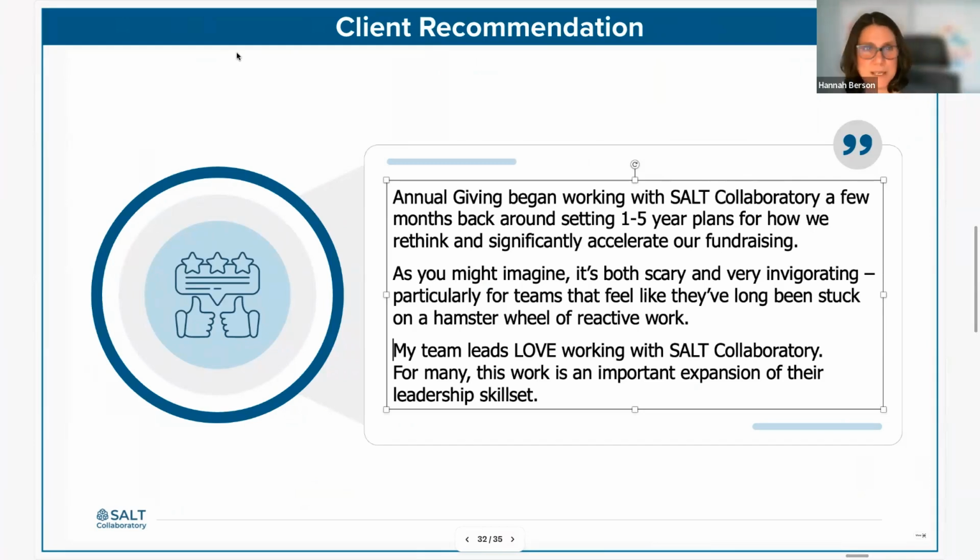My client copied me on a note to one of her colleagues. I think what she said is very important here. She said they started doing this a few months ago. They wanted to rethink and significantly accelerate their fundraising. As you might imagine, it's both scary and very invigorating. This is a relatively recently promoted person who's coming in with something very different with the support of her lead. She had a lot of courage to do it. She and the team have found it very invigorating, particularly for the teams who feel like they've been stuck on the hamster wheel of reactive work.